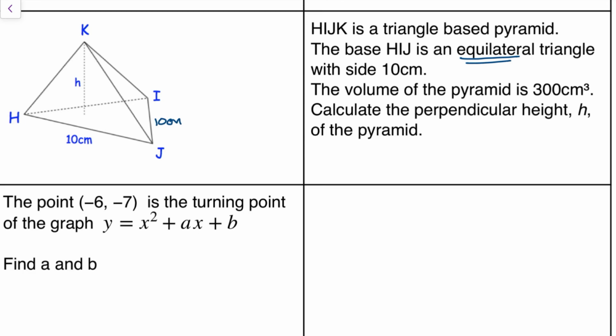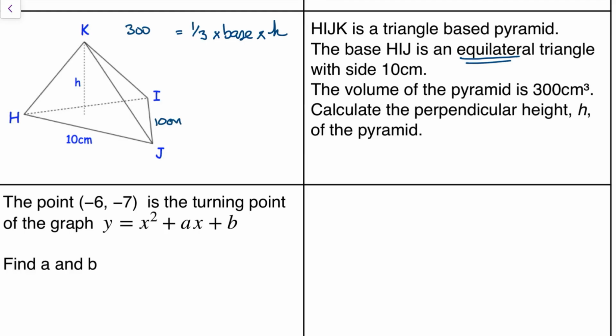Okay, so first thing to remember is the volume of a pyramid is going to be a third times the base, which in this case is a triangle area, times the height. And I know that volume is equal to 300. So basically I have an equation I can solve.